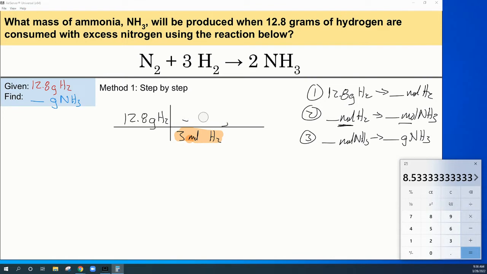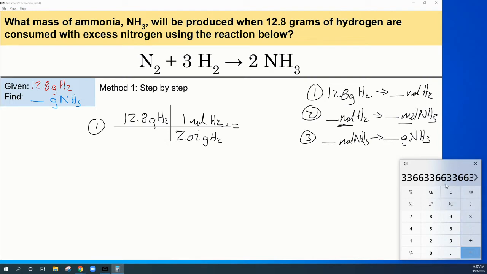So this first step is going to change grams of hydrogen to moles of hydrogen. So I'm going to go to my periodic table, and there's 2.02 grams of hydrogen to 1 mole of hydrogen. Again, this is from the periodic table. I'm going to put that in my calculator. So it's 12.8 times 1 divided by 2.02. I don't really need to do times 1, so I'm literally just going to do 12.8 divided by 2.02.